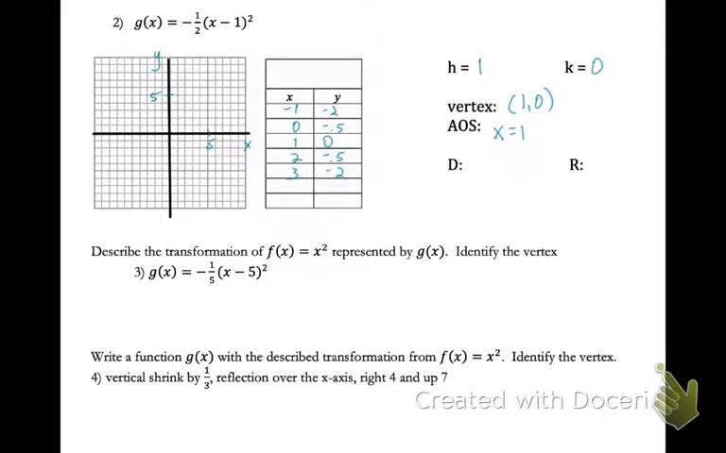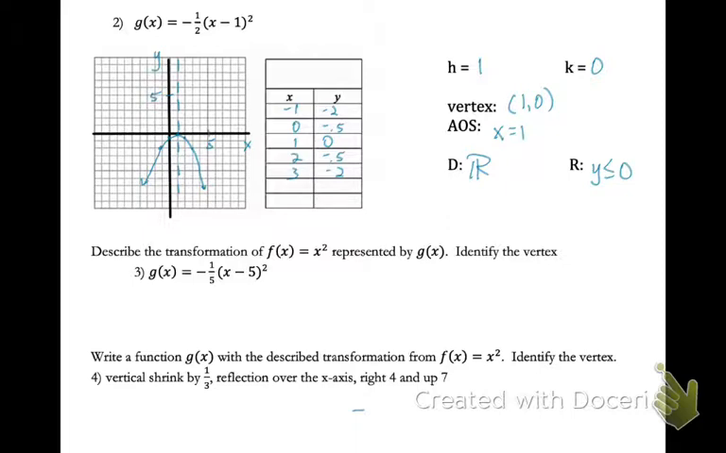And then as you plot these points, you're going to get a U-shaped curve that's a little wider than the parent function and opens downward and has an axis of symmetry on the vertical line x = 1. Our domain will be all real numbers again, and the range will be all the y values that in this case are less than or equal to 0.